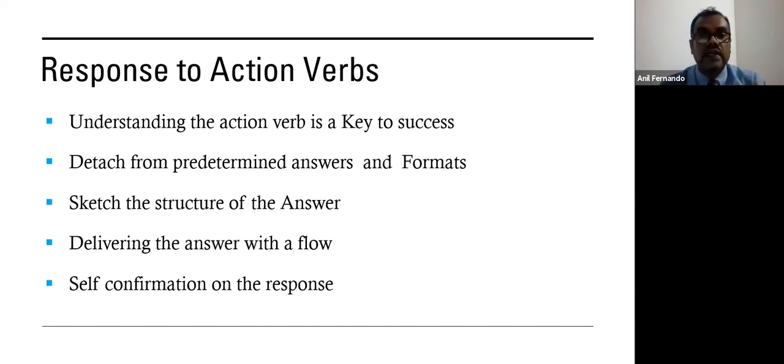One is a perfect reaction to the action verb. That means you have been asked to do a reconciliation, or a critical evaluation, or to explain the consequences of this decision. Then if you have done it, you have responded to that action perfectly.